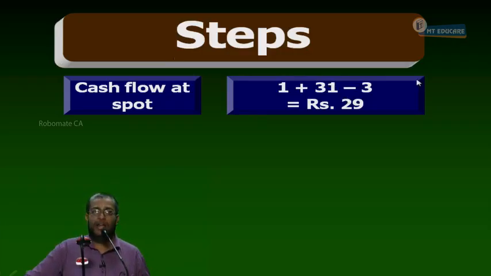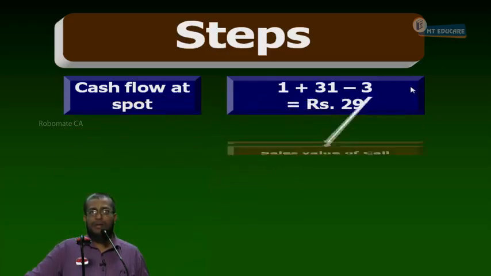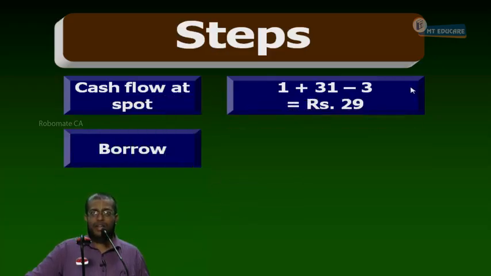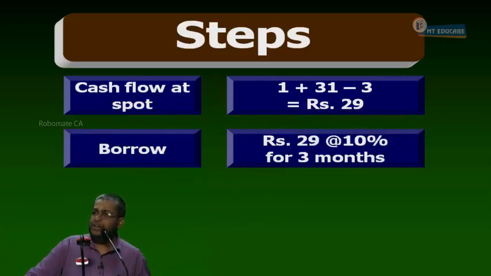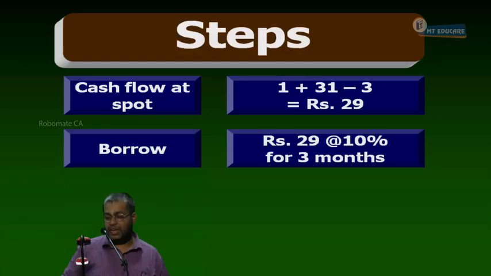Net outflow 29. Where to go for 29? Next line. Borrow. Next line. Borrow 29 at 10% for 3 months.